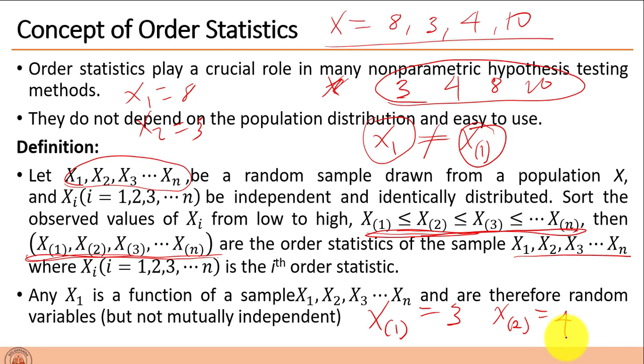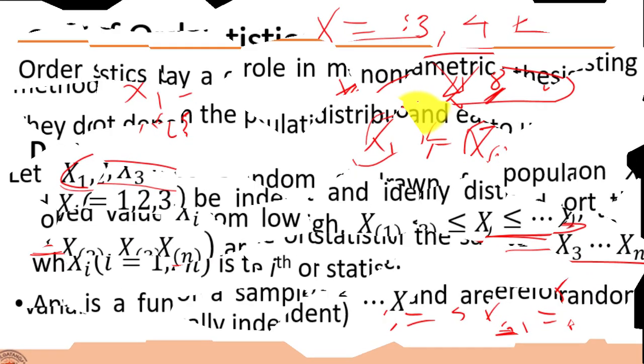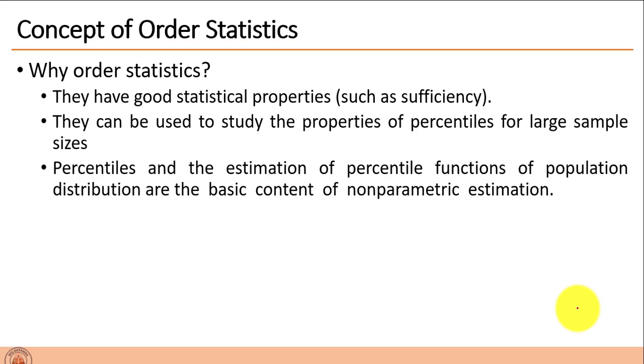Because if I remove 4 from here, then my x2 will not be 4 again, it will become 8. So the position of 8 will depend on the presence of 4 in the data set, so they are not mutually independent. Why order statistics? They have good statistical properties such as sufficiency, and that is the reason why we want to study them, or use them in our non-parametric case.